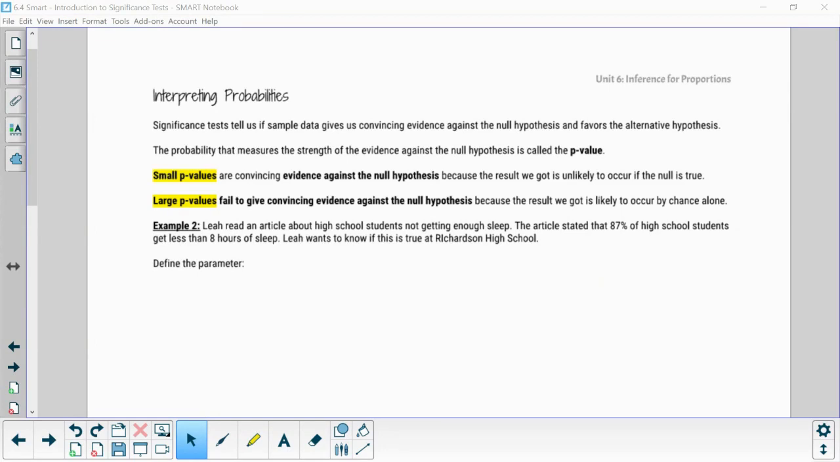You're going to go through the mechanics of calculating a probability, which we get into in the next lesson. Now you have a probability. What do you do with it?